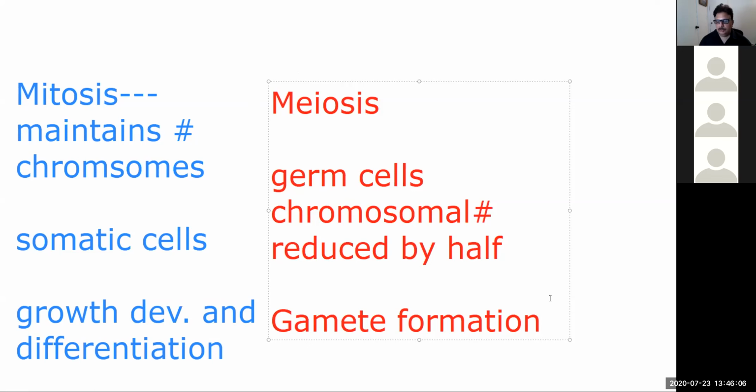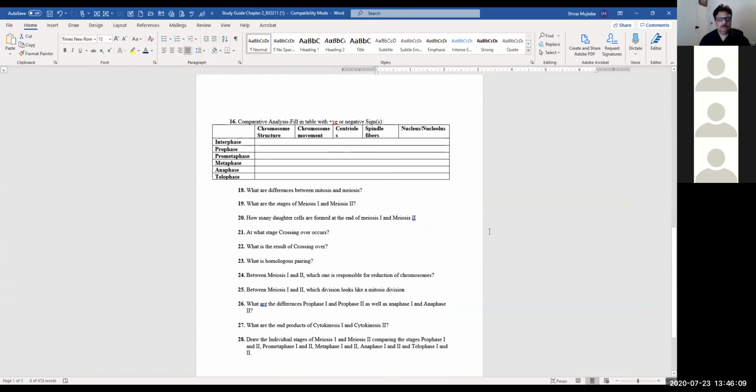So what's the next question? Remember I went through this table; it helps you to review quickly the stages of mitosis in terms of chromosomal structure, chromosome movement, centrioles. For example, chromosomal structure is thin here in interphase. In prophase, the chromosome becomes condensed. In metaphase, it is a typical chromosome. Same here in telophase, again the chromosome becomes thin. So this way I want you to fill them.